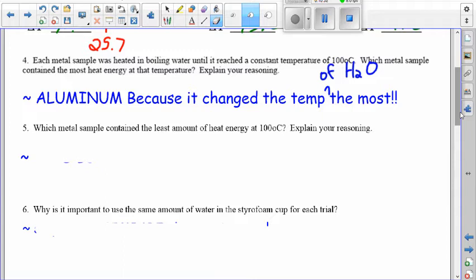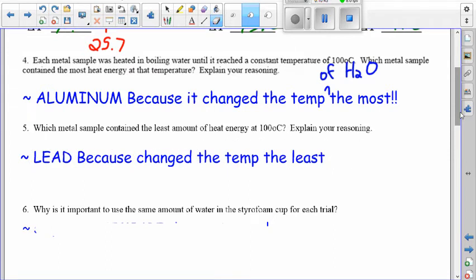The water is what? Yeah, that's true, but what about the water? What did it change about the water? The temperature. Yeah, okay. Lead changed the water's temperature the least. Okay, there we go. So that must have released the least amount of heat energy. Change the temperature, again, I would say, of the H2O the least.